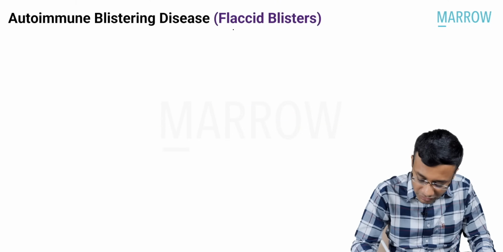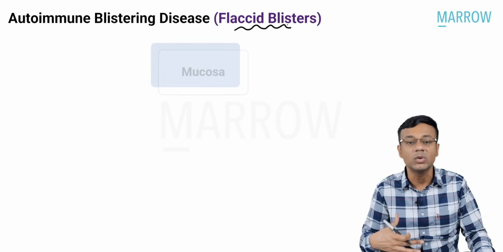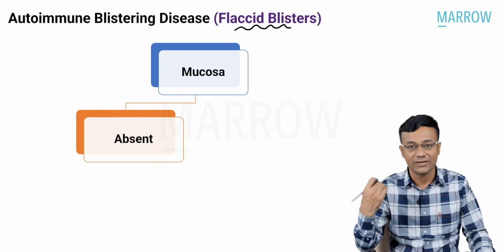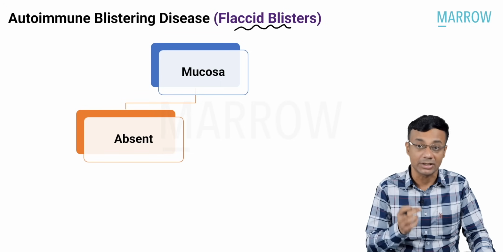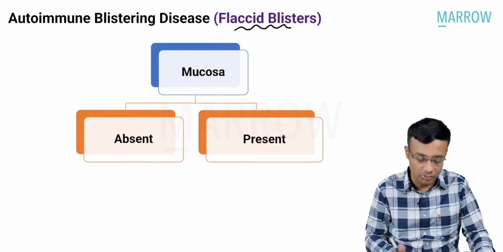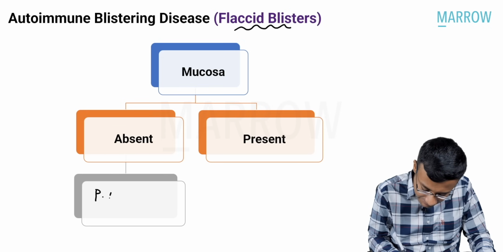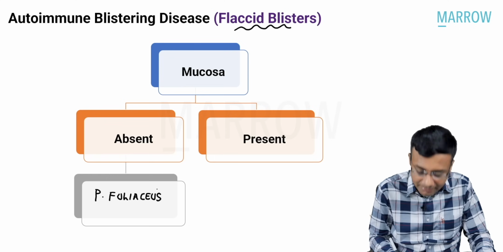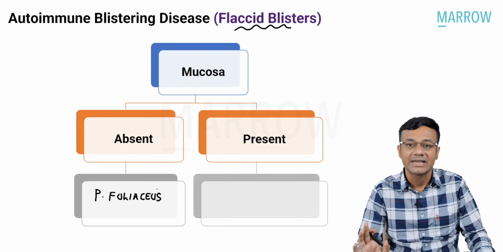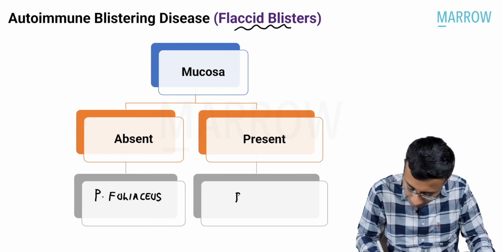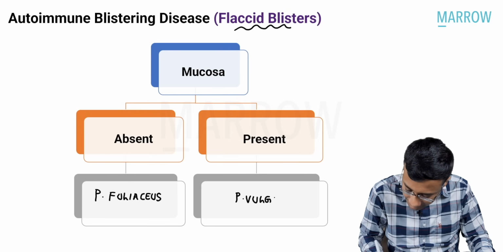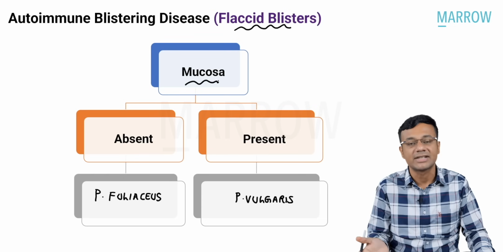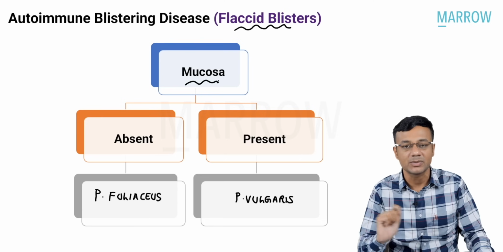And if the exam talks about flaccid blisters, look at the next clue given over there in relation to the mucosa. If the examiner says there are flaccid blisters but the mucosa is normal or there's no involvement of the mucosa, you have to mark your answer as pemphigus foliaceus. In pemphigus foliaceus, mucosal involvement is not there, whereas 90 to 95% of pemphigus vulgaris is going to have mucosal involvement. So based on the mucosa, we can distinguish between pemphigus foliaceus and pemphigus vulgaris.